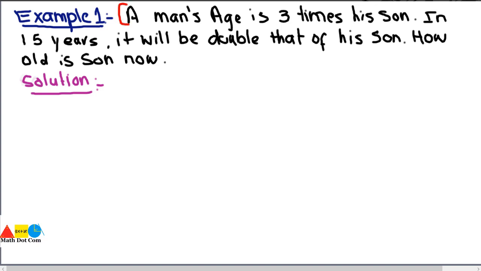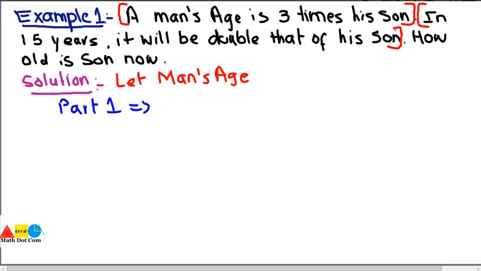So here we have two parts of the given question. Part 1 is this and part 2 is this. We have to make two equations from these two parts. What will be the equation of part 1? Part 1 is, a man's age is 3 times his son's. Before making the equation, you need to make some assumptions. Let's say, for your convenience, the man's age is denoted by m and the son's age is denoted by s.